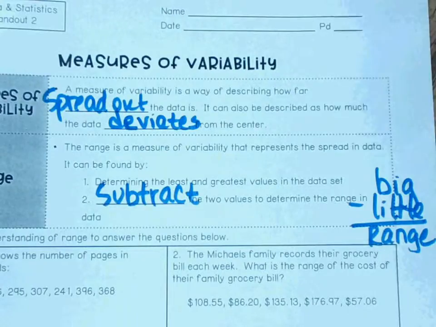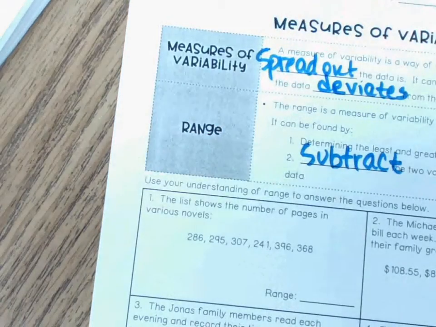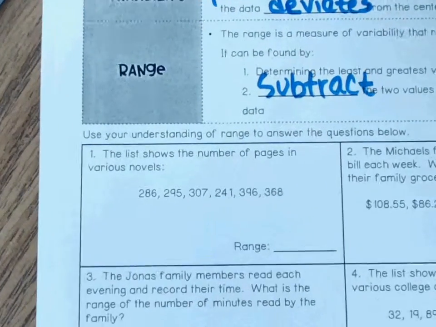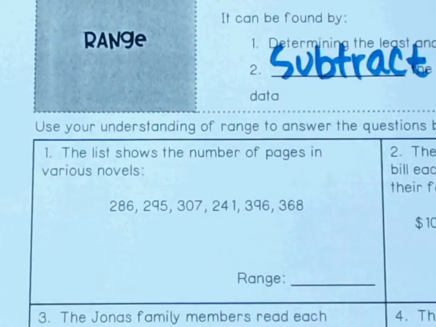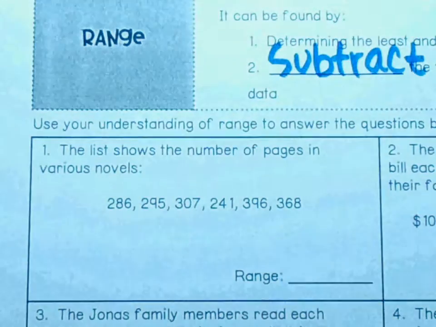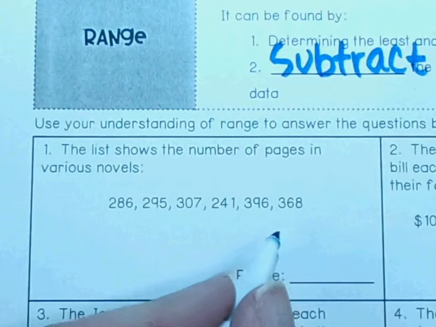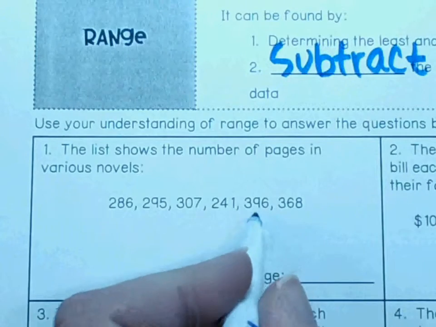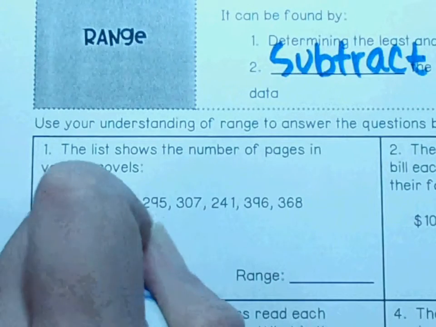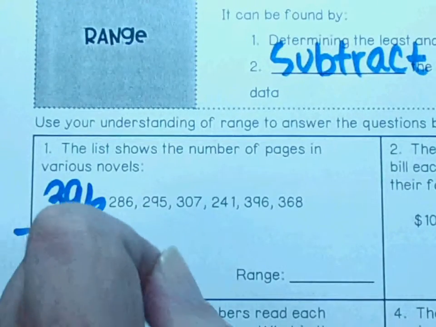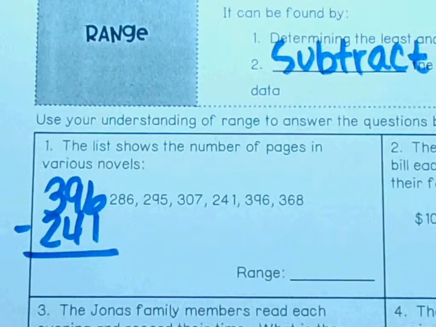Let me show you what I mean by that, by number one. Okay, on number one, what is the largest number? 368. 368 is pretty large, but there's one that's larger. What do you see? 396. Okay. And what is our smallest one? 241. So I would just subtract those two numbers, and this would be my range.